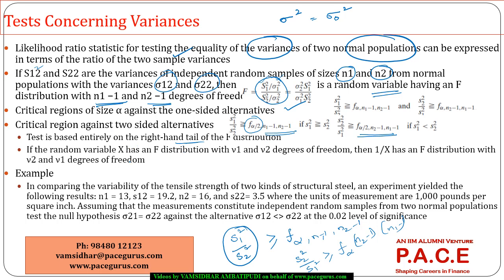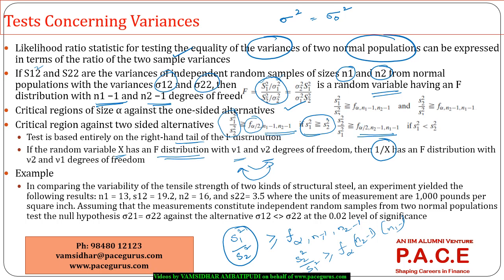Because if we have an equality here, if x is a random variable with an F distribution with nu1 and nu2 degrees of freedom, then we can simply say 1 by x also has an F distribution, but reversed, with nu2 and nu1 degrees of freedom. So that's the reason when I am taking S1 squared by S2 squared, if S1 squared is greater than S2 squared, I'll take it as S1 squared divided by S2 squared and compare it to see if it is greater than or equal to F alpha by 2, N1 minus 1, N2 minus 1.